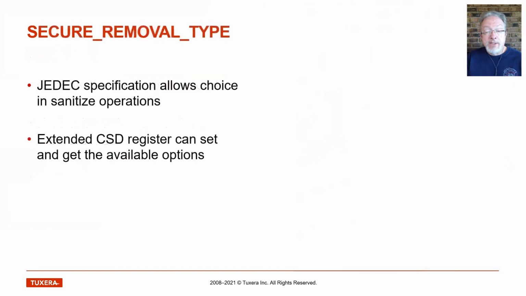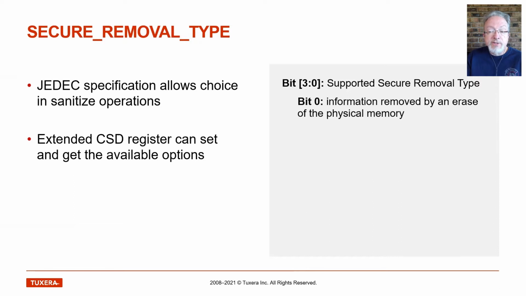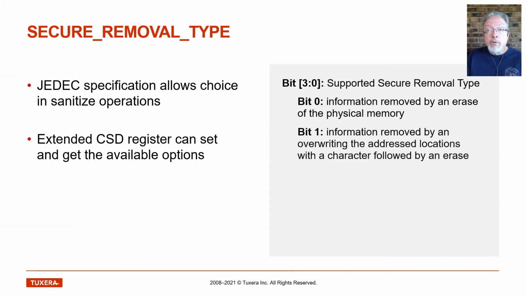Partly as a way of dealing with that delay, JEDEC added a secure removal type to the specification. This way vendors can provide options for their customers, including a few old friends. The extended CSD register can be used not only to set the secure removal type, but to get the potential types available. Here are the various options that can be available. Bit 0 is the type I just described, where the pages and blocks are erased immediately, whatever the time cost. It is the default.